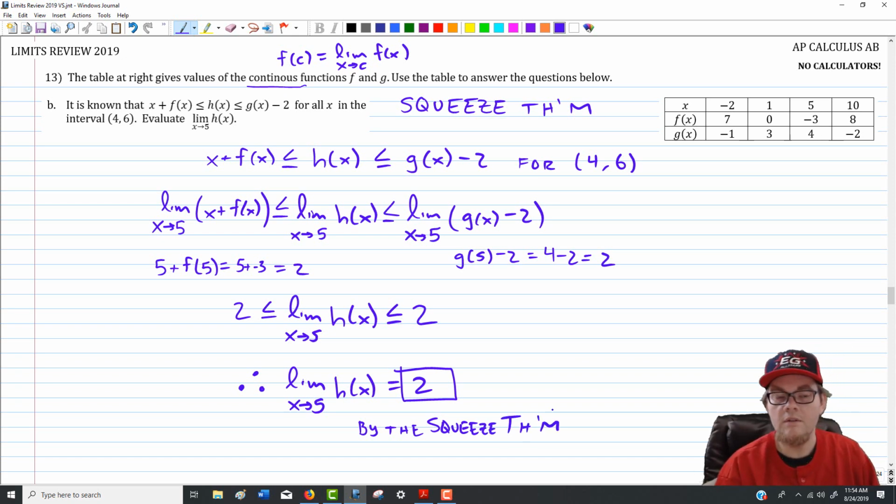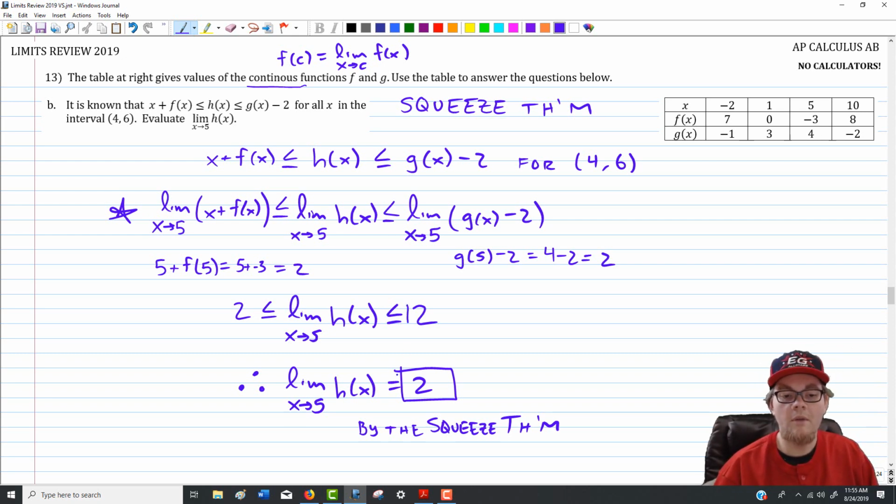Not particularly difficult, just a matter of writing the limit of the inequality of limits, and then evaluating everything and making sure it's sandwiched in between. As a heads up, let's say we had done this and we got that the smaller limit was 2 and the bigger limit was 12.